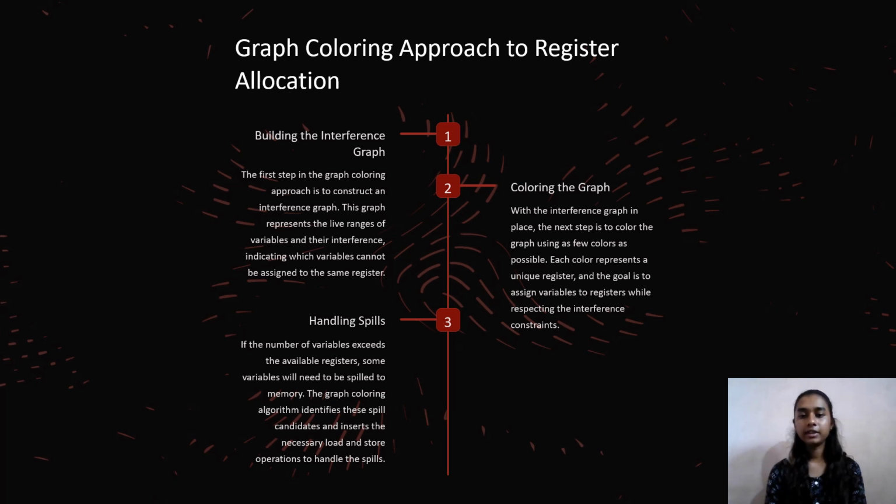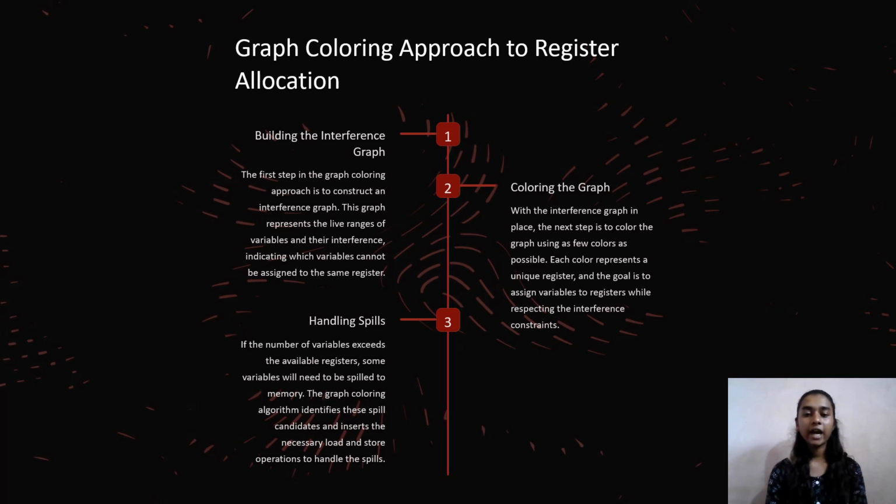Next is coloring the graph. With the interference graph in place, the next step is to color the graph using as few colors as possible. Each color represents a unique register, and the goal is to assign variables to registers while respecting the interference constraints.